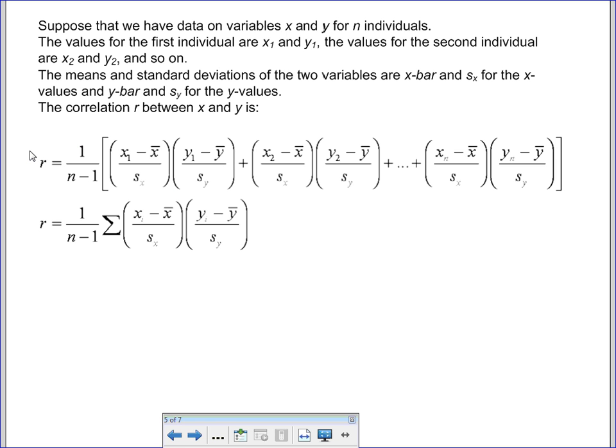And so the key point here is, in order to do this, you would have to do the one variable stats on the x's and then do the one variable stats on the y's. So you would get the average x value, the average y value, and the standard deviations of the x's and the y's.